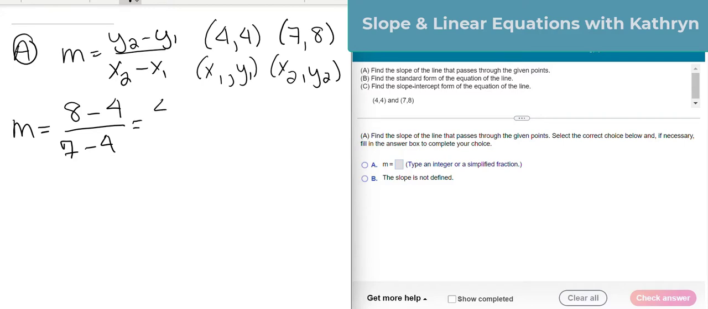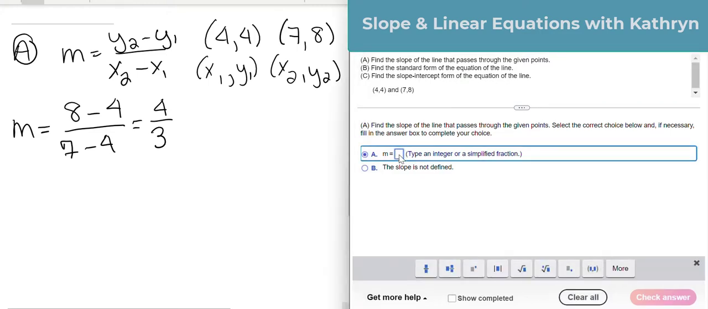8 minus 4 is 4, 7 minus 4 is 3, so 4/3 is our slope. Now I recommend when you do these, you want to check the slope right away because it's really important to have that correct to figure out the standard form and then the slope-intercept form. So let's check ourselves right away.